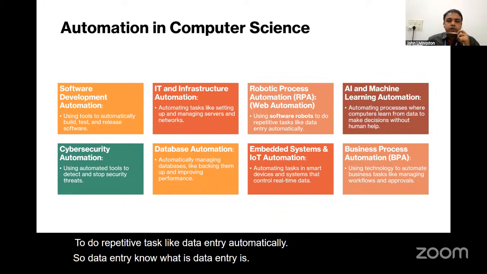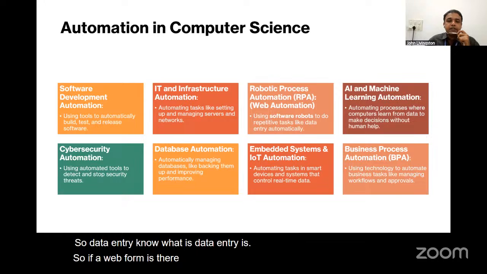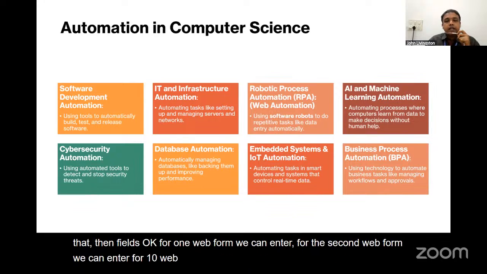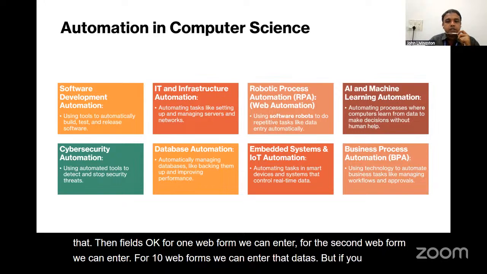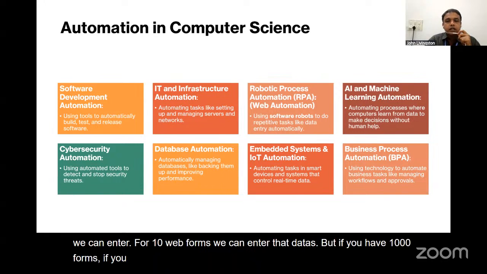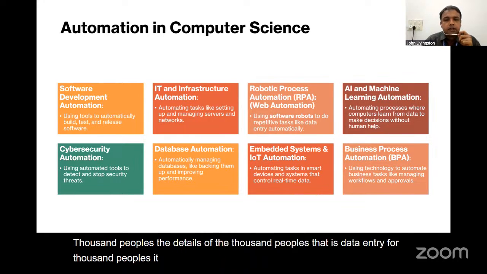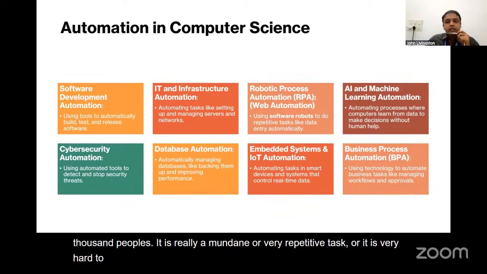If a web form has 10 fields, we will manually enter those 10 fields. For one web form, we can enter. For the second web form, we can enter. For 10 web forms, we can enter that data. But if you have 1,000 forms, if you want to enter the details of 1,000 people, that is data entry for 1,000 people, it is a really mundane, very repetitive task, or it is very hard to do.